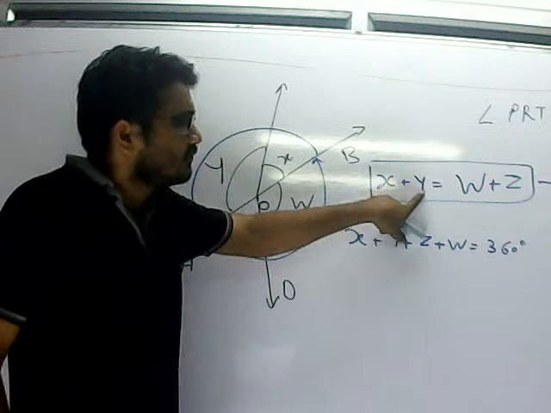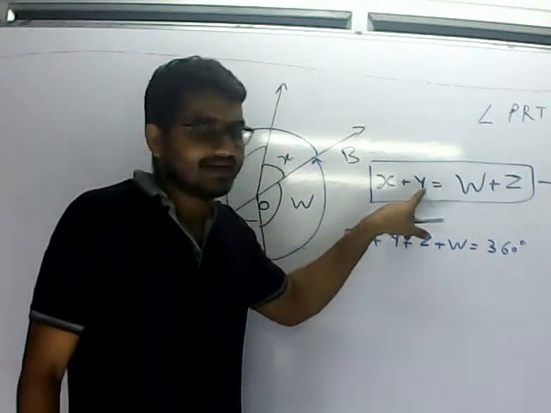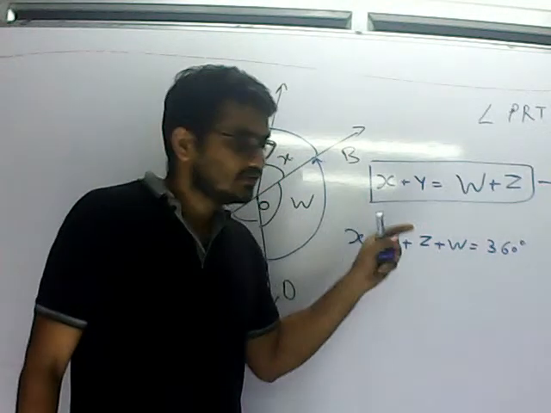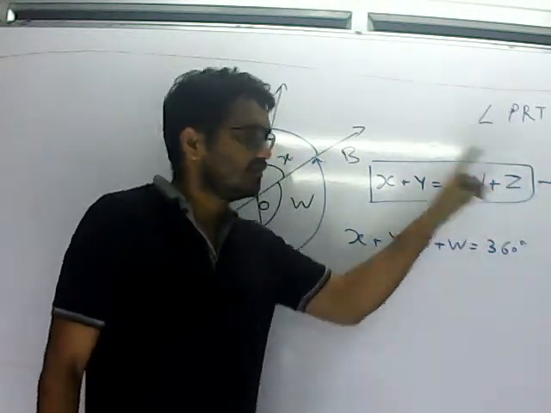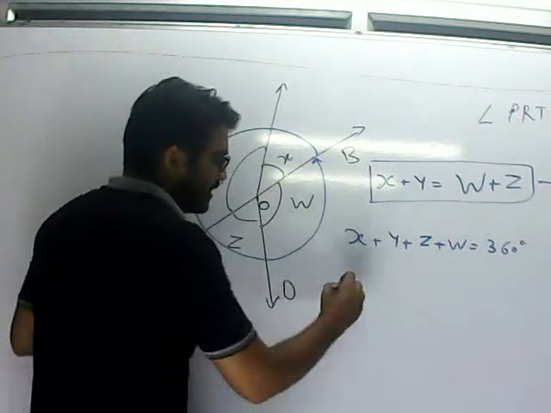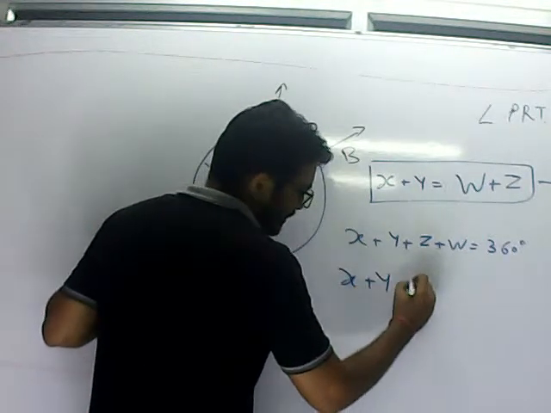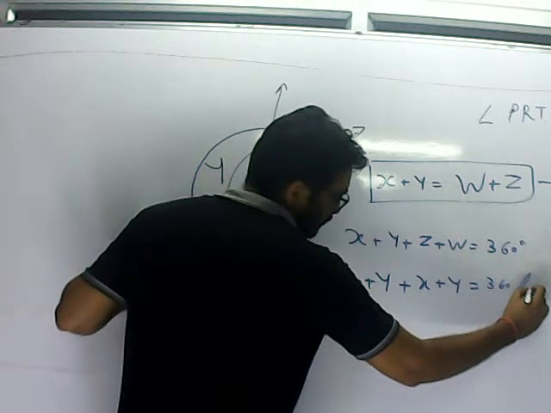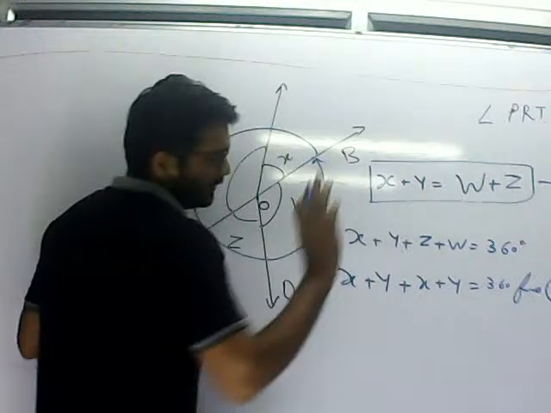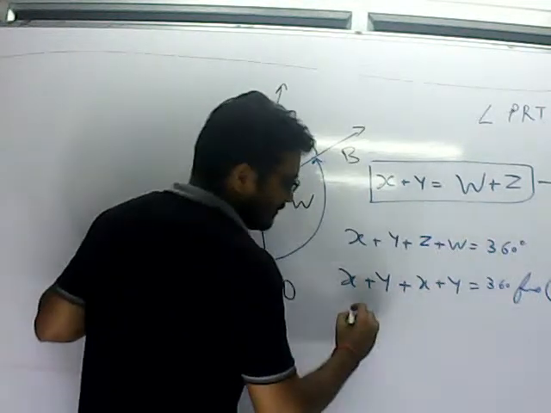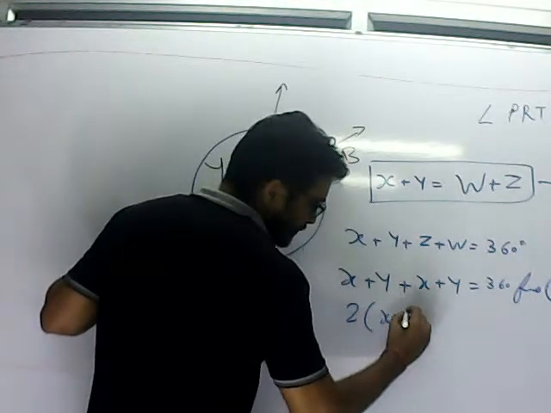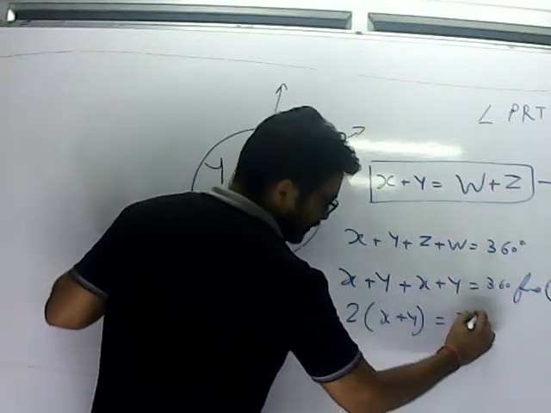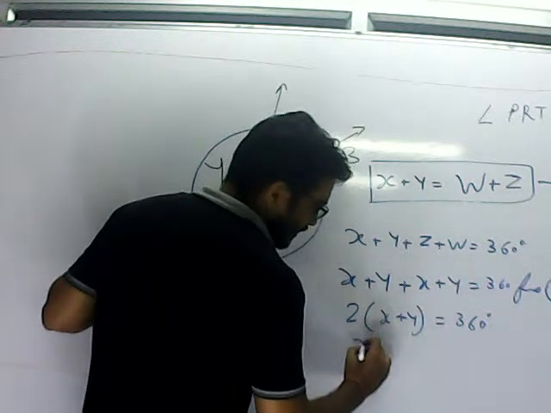Okay, x plus y, instead of x plus y, what can I write? I can write w plus z, or instead of w plus z, I can write x plus y. So as far as this, I am taking z plus w is equal to x plus y. So I will write x plus y is equal to 360 degrees from 1, whatever is given. Okay. Now what we are getting? We are getting 2x plus y is equal to 360 degrees.